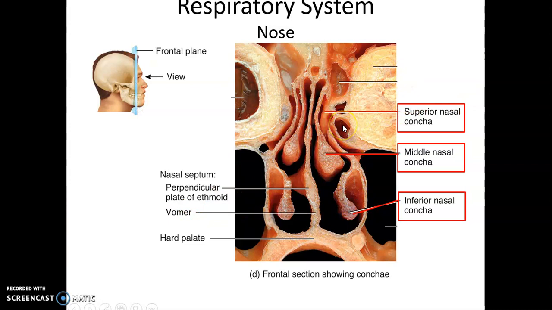Here's just a coronal or frontal plane showing the nasal cavity. So you can see the very small superior nasal concha, the larger middle nasal concha, and then the inferior nasal concha, the air-filled chamber of the nasal cavity, and then, of course, the nasal septum.